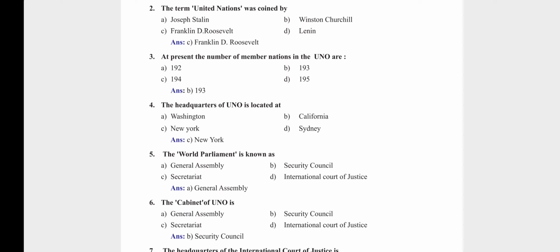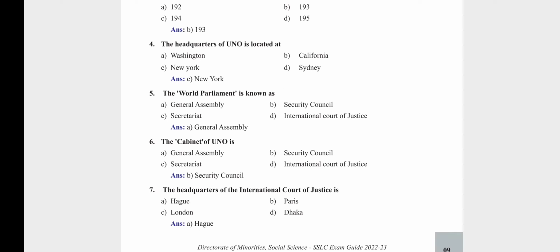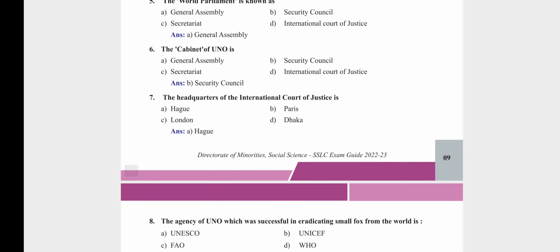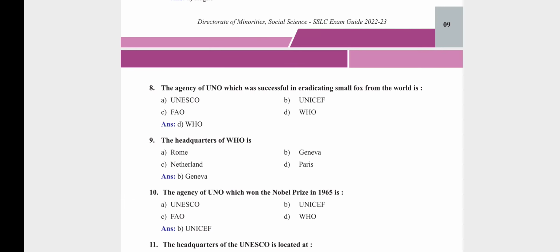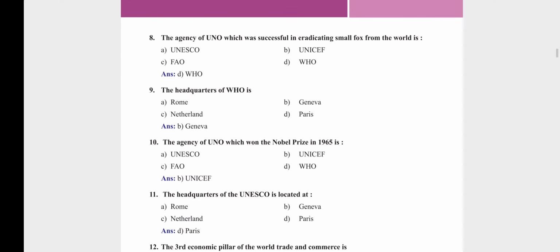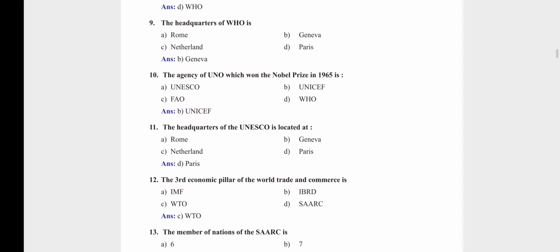The headquarters of UNO is located at New York. The World Parliament is known as General Assembly. The Cabinet of UNO is Security Council. The headquarters of the International Court of Justice is Hague. The agency of UNO which was successful in eradicating smallpox from the world is WHO. The headquarters of WHO is Geneva. The agency of UNO which won the Nobel Prize in 1965 is UNICEF.